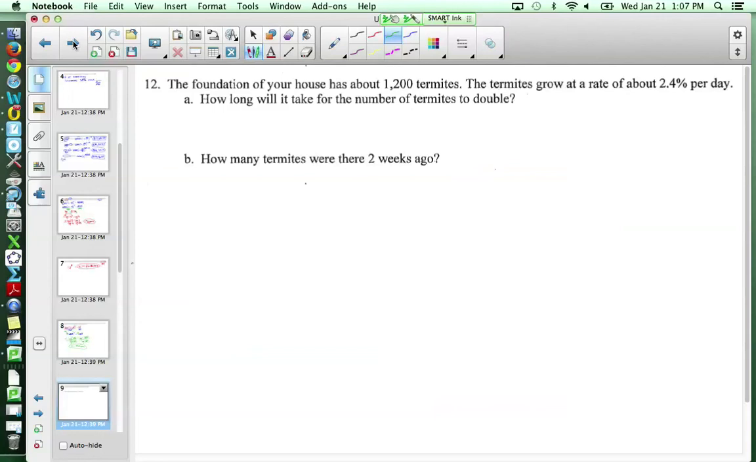Number 12. Your house has 1,200 termites, and they grow at a rate of 2.4% every day. We want the number of termites to double. So we want that to be 2,400. That's a double from what we have right now. So 2,400 is equal to the initial amount, 1,200. We're growing at 0.024 to the x power.